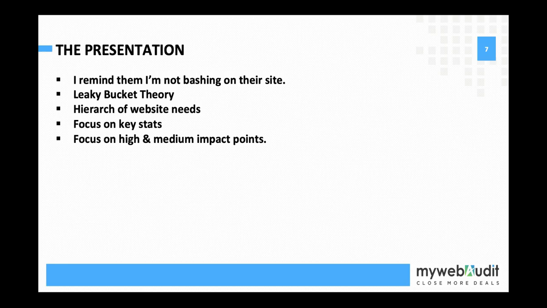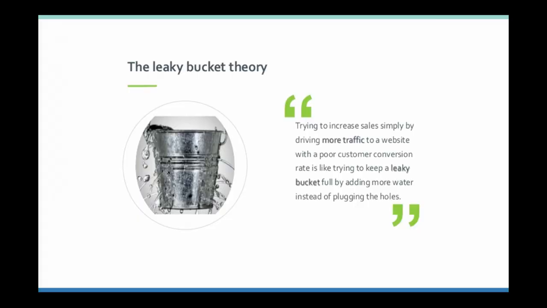So you notice the second bullet point there, the leaky bucket theory. In case you're curious as to what that one is, that's trying to increase sales by driving more traffic to a website with a poor customer conversion rate. That's like trying to keep a bucket full of water that has holes in it. That's the leaky bucket theory. And I get that all the time, right?